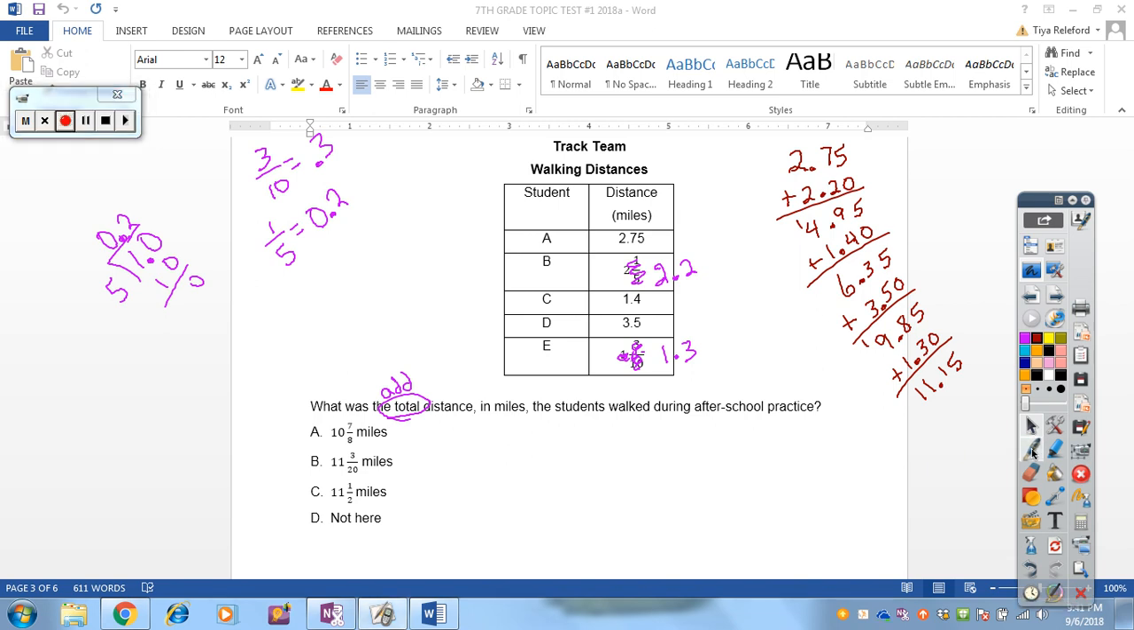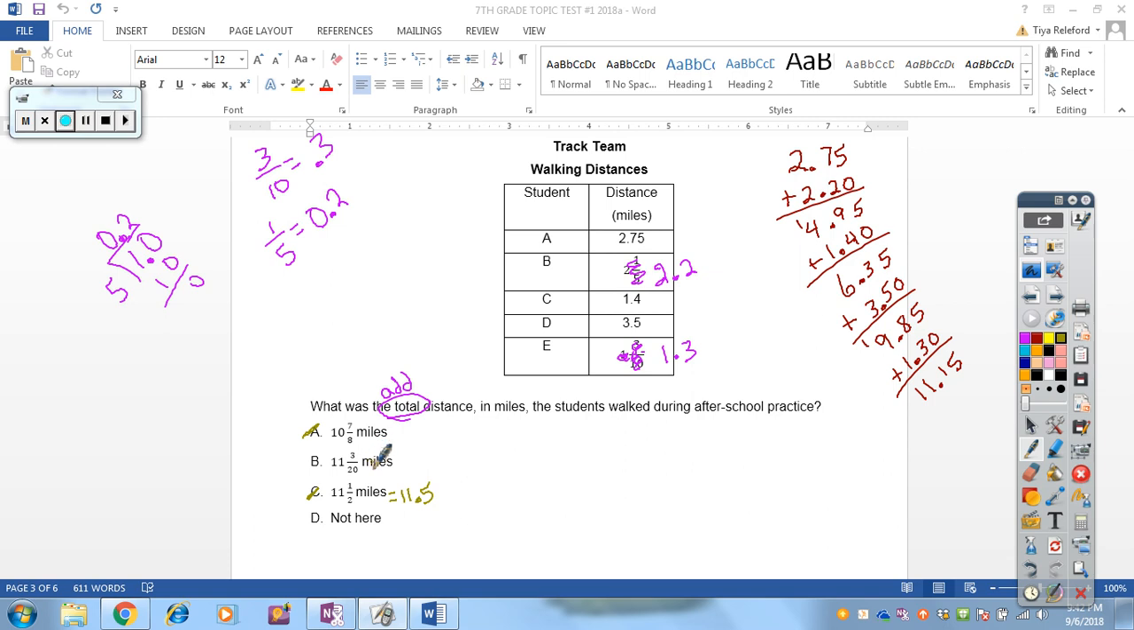Now, here's my problem. If you're listening, you've already done the addition and you have the same answer as me. If not, hit pause. Here's my problem. My answer is 11.15. I know that that's not the same as 10, and I know that's not the same as 11 and a half, because 11 and 1/2 is 11.5. Do I know if it is the same as 11 and 3/20? I don't. Should I go ahead and circle not here, or should I check B?